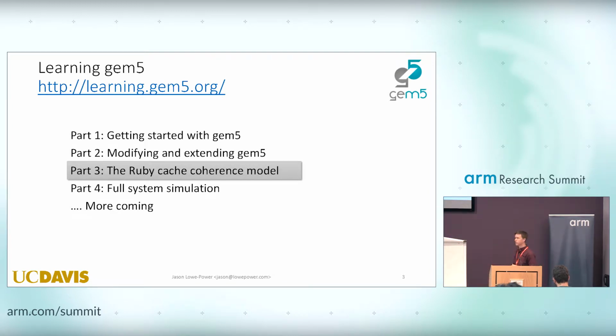So like I said, this is part of this book called Learning gem5. There are some other talks that I've given which cover the first two parts, between getting started with it and creating some simple SimObjects in the second part. Here I'm going to talk about Ruby. There's also some information on full system simulation, and there's always more coming whenever I get time to write more.